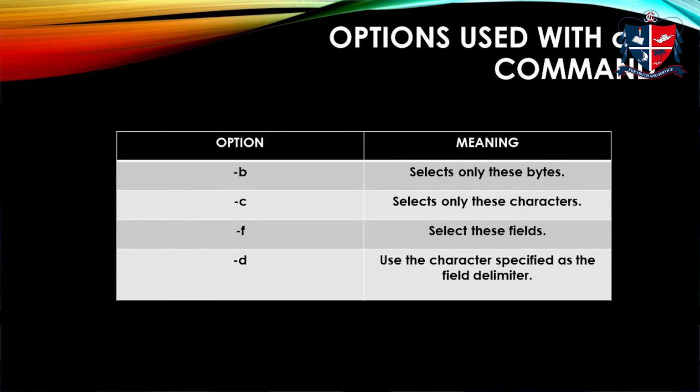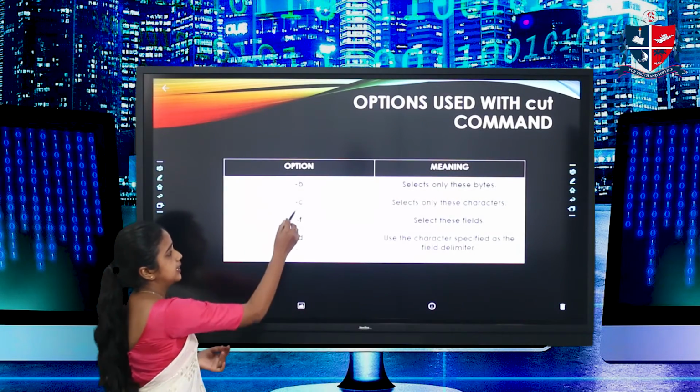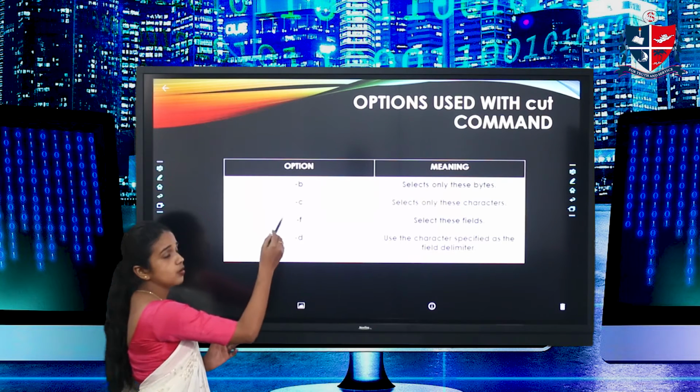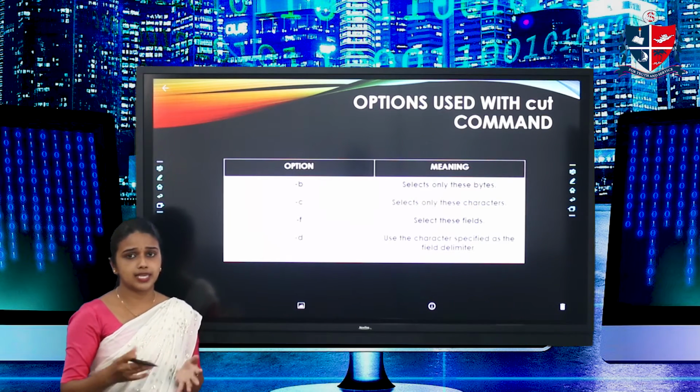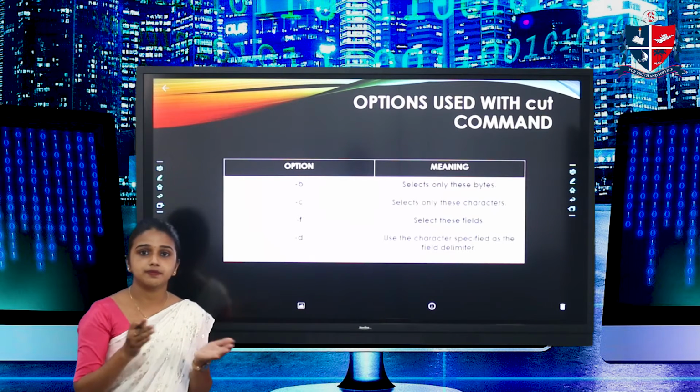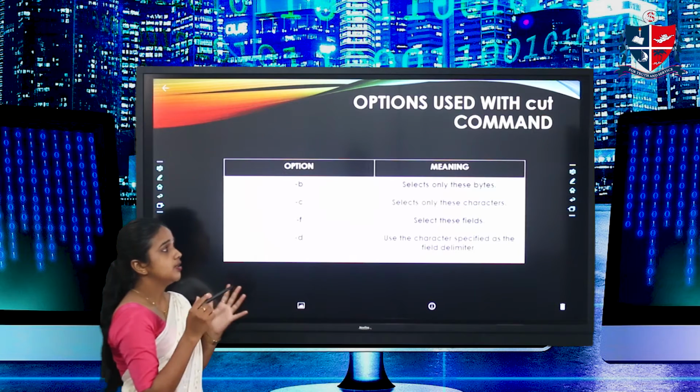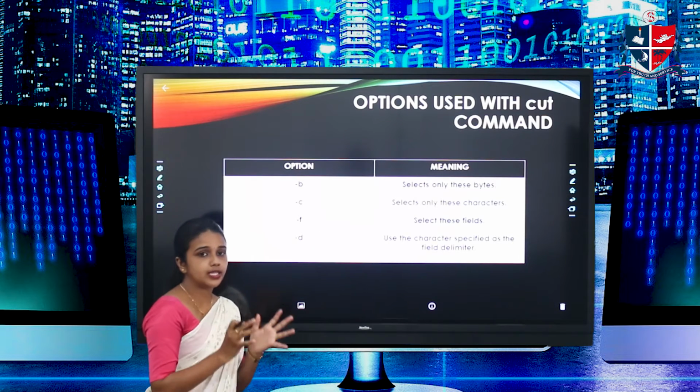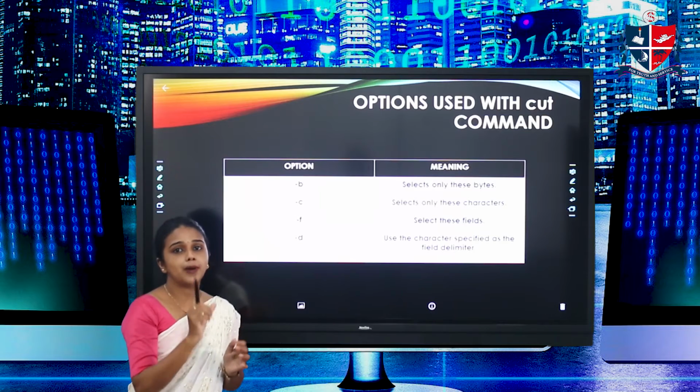So we'll see what the options are. We have discussed that we can cut the lines by byte, character and field. The options that can be used with the cut command are -b, -c, -f and -d. With -b, we can specify numbers and ranges. Along with -b, we can specify 1, 2, 3, etc., or a range like 1 to 5, 5 to 10, etc. It will select only those bytes, or only that range, and display them.